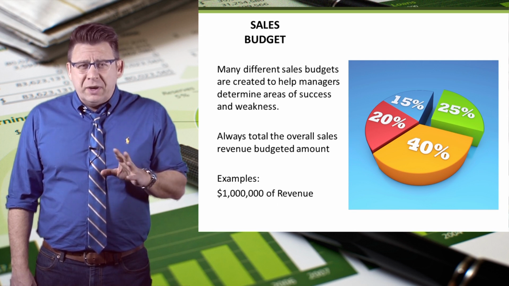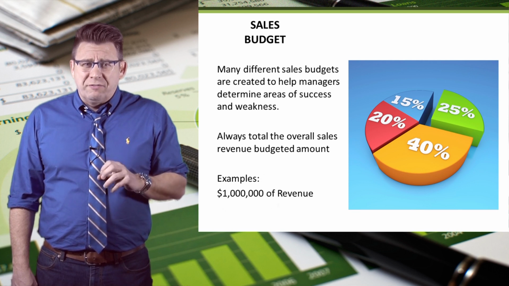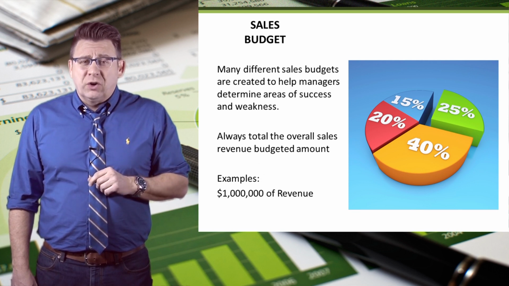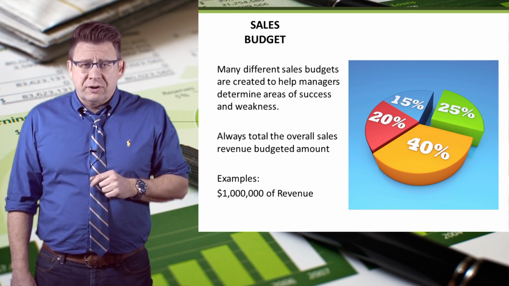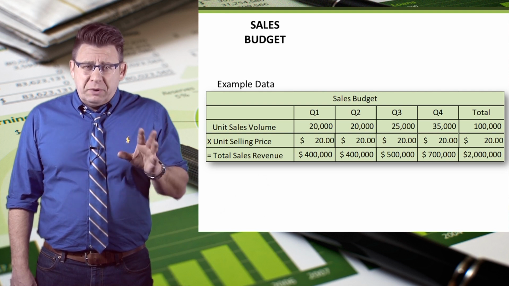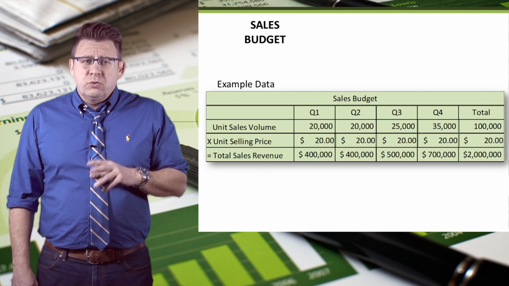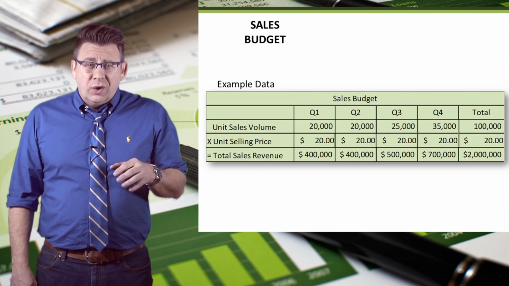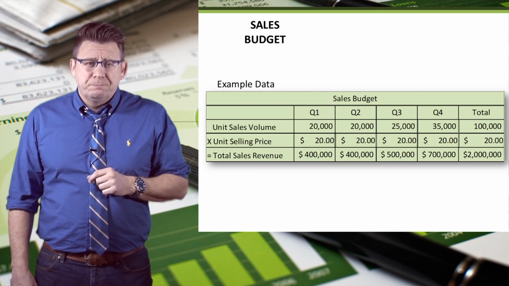But regardless of how many ways the data is budgeted and analyzed, the total sales revenue always adds up to the original budgeted amount, which in my example is $2 million of revenue. So for the examples that I'll be using for the budget videos, I've chosen to go with the quarterly budgets. This will give us a few periods to work with without the overwhelming size of monthly budgets.